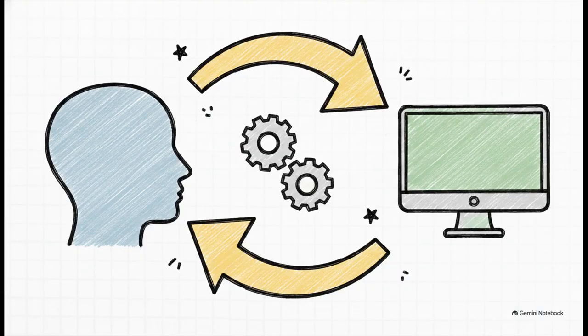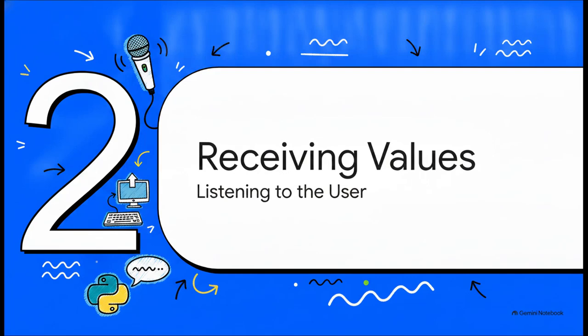The secret here is that a Python program is an active conversation. It's really a two-way street. It's not just a list of instructions running in a void. You provide the input, the computer applies some logic, maybe iterating through some data or crunching some numbers, and then it communicates the output right back to you. First up is the listening part. That brings us to part 2, receiving values with input, listening to the user.